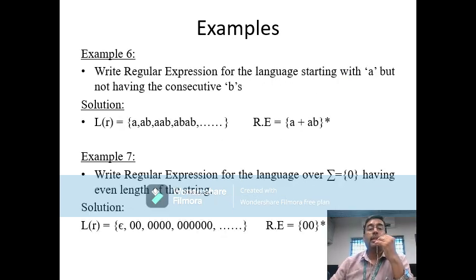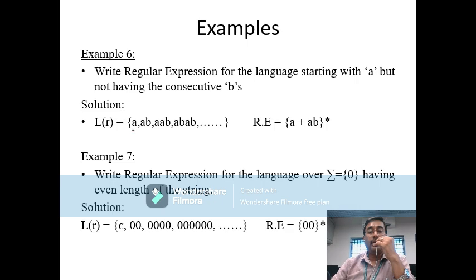Next, example 6. Write a regular expression for the language starting with A but not having consecutive Bs. So it should start with A and it should not have consecutive Bs. That is, consecutive Bs means continuous B should not be present.